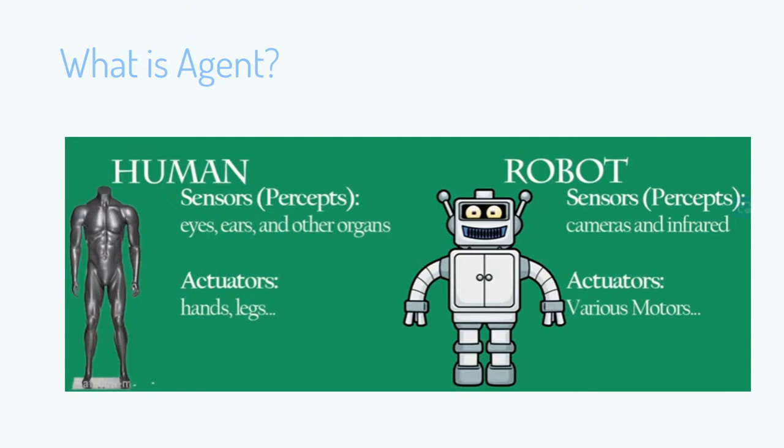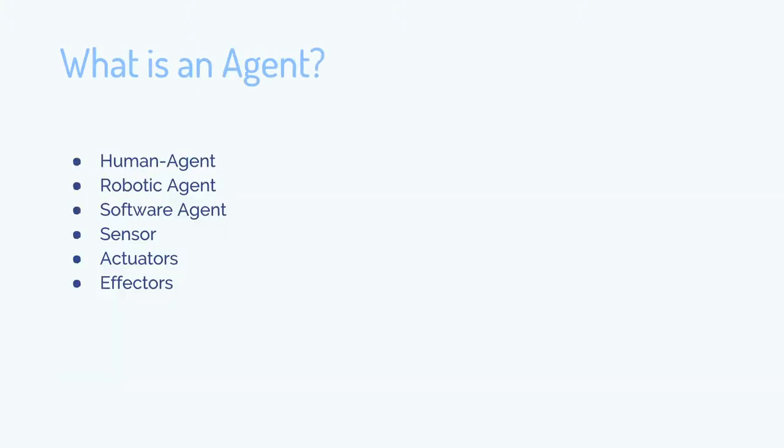Now we have one agent, that is the robot. Like that, we have some other agents: human agent, robotic agent, software agents, and then sensors, actuators, and effectors. So these are some agents.